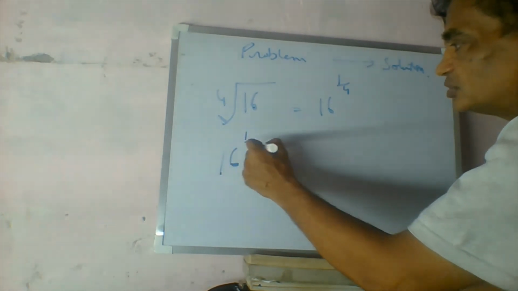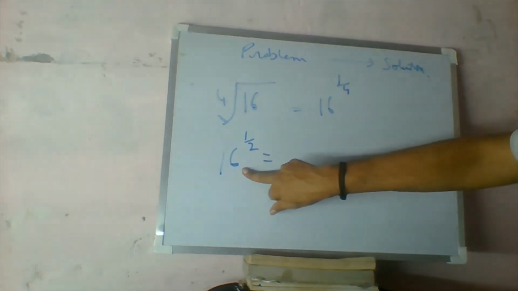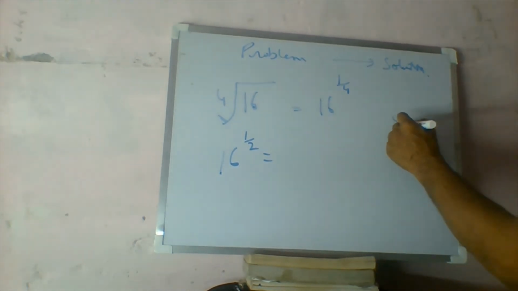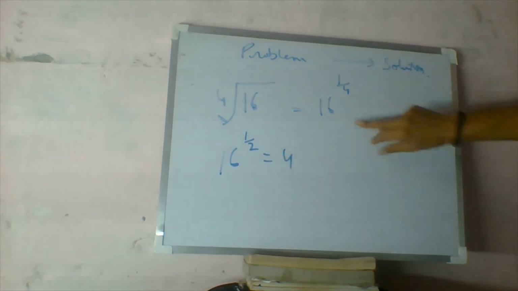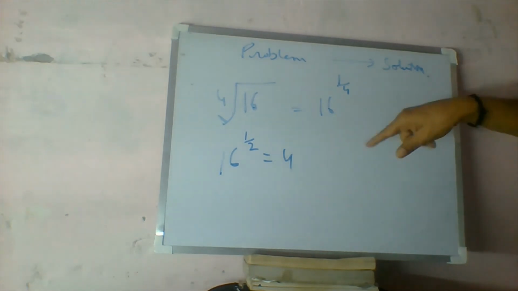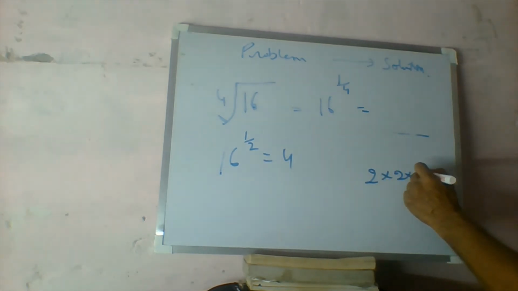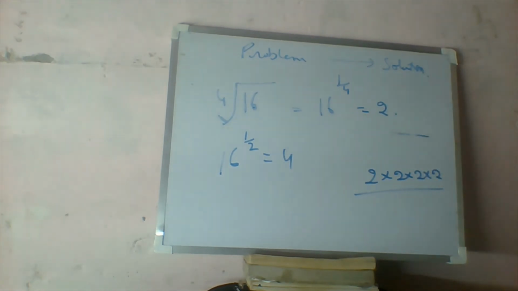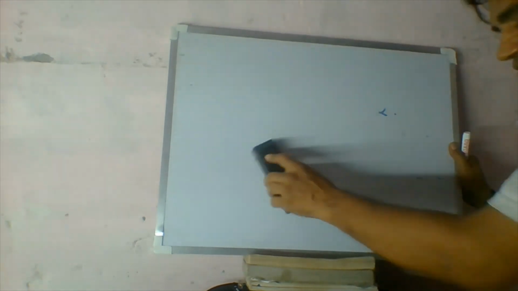16 raised to power 1 by 2 means find a number that, if multiplied by itself 2 times, will give us 16. That we know, that is 4 into 4. So the answer is 4. This is asking us to find a number that, if multiplied by itself 4 times, will give us 16. So this we know, 2 into 2 into 2 into 2, 2, 4, 8, 16. My answer is 2. Hope you got this. How to solve such questions?